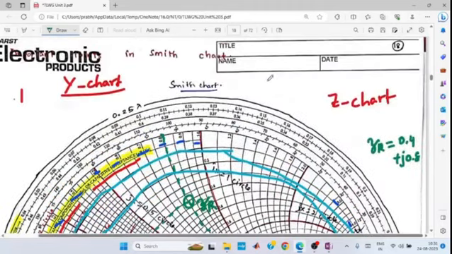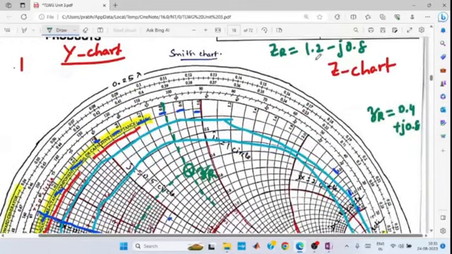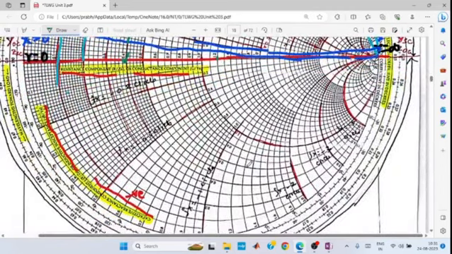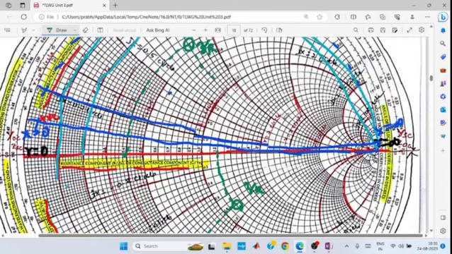Similarly, if somebody asks you to plot the value small zr equal to 1.2 minus j0.8, what you have to do? 1.2 is the real value, and the imaginary part is minus 0.8. So you take 1.2 here. Since the value is minus, you have to take 0.8 on the negative imaginary axis. You know which one is the negative imaginary axis. So this is the negative imaginary axis and this is 1.2. Both values intersect at this point, so this is my small zr. This is how we trace the value of zr.